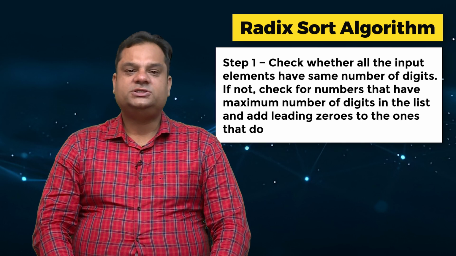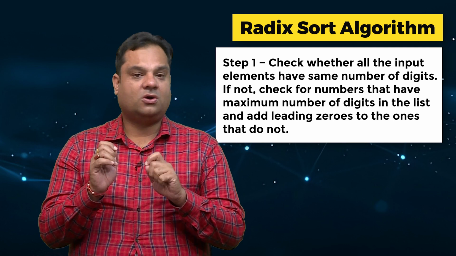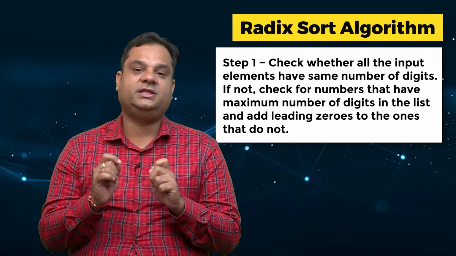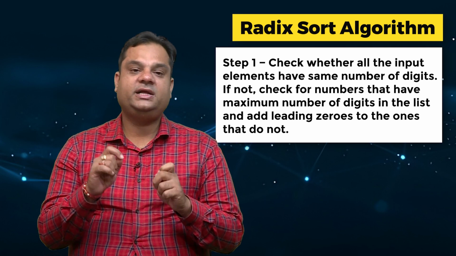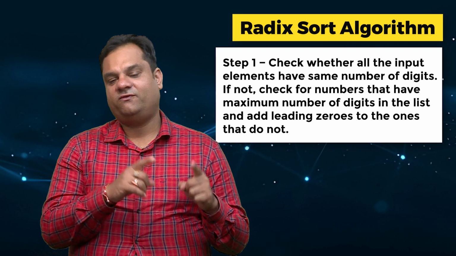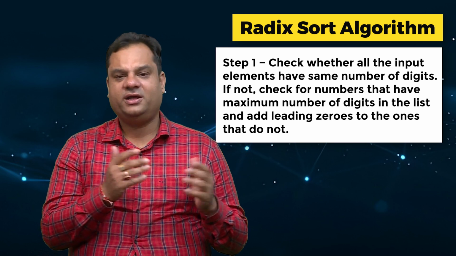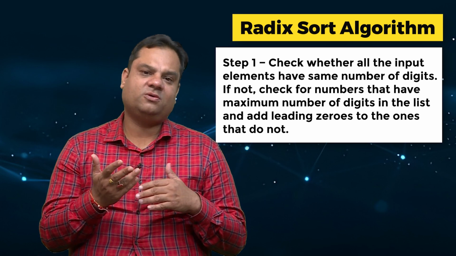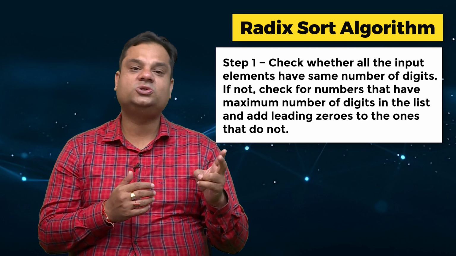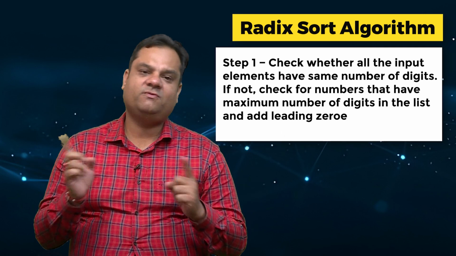In step number 1, check whether all the input elements have the same number of digits. If not, check for the number that has the maximum number of digits in the list and add leading zeros to the ones that do not. So first cross check whether all the numbers have the same number of places, units, tens, hundreds, or any d places. If data is not in that format, you have to put 0 as a prefix to the value. Like in the previous example, we put 2 zeros in front of the 7. You can put zeros as per the maximum value.